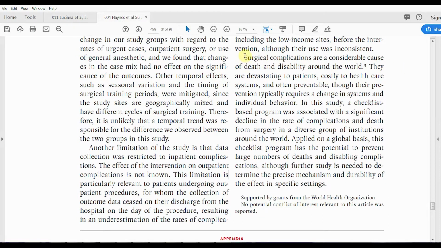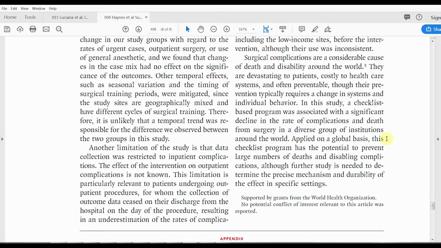So this is the final paragraph of the overall IMRAD report. They start by saying surgical complications are a considerable cause of death and disability around the world, and then they point out that their checklist had a dramatic effect on reducing the amount of these complications. And then I want to read the very last sentence and make a point of what they're doing.